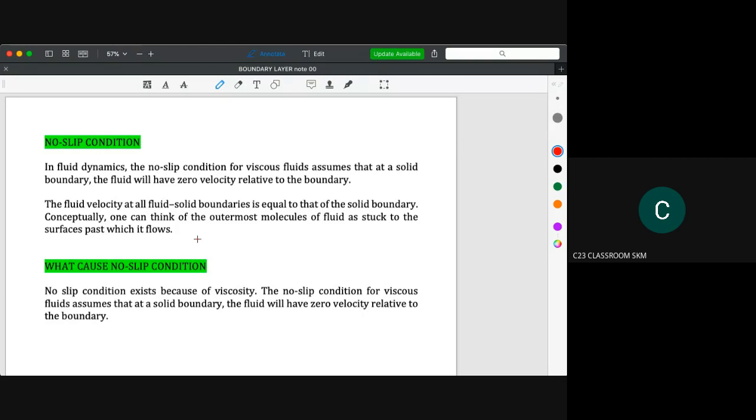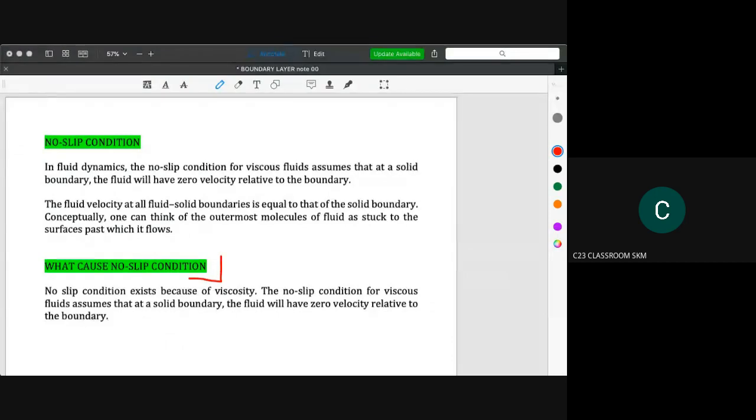The idea of the no slip condition was already taught in Fluid Mechanics 1, especially in the viscosity chapter. I think you still remember how to solve problems of viscosity. You use Newton's law of viscosity, and then we create the velocity distribution. The velocity distribution occurs because the velocity is equal to zero at the surface. So, as explained here, the no slip condition exists because of viscosity.